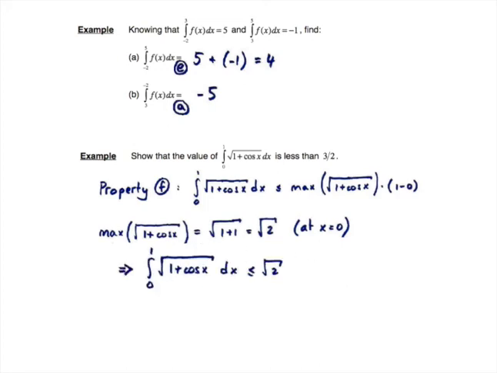So if I plug this in here, the integral from 0 to 1 of the function is less than or equal to root 2. Root 2 is 1.41, so if it's less than or equal to 1.41, then it's bound to be strictly less than 1.5. The worst we could have is that it's equal to root 2, so it's necessarily less than 1.5.